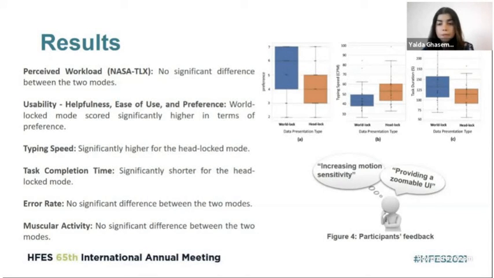In terms of EMG or muscular activity, there was no significant difference between the two presentation methods. Looking at the descriptive data, it showed that the worldlock mode has slightly higher muscular activity, but after applying the statistical test, it showed that the difference was not significant. So basically, headlock mode cannot significantly help to reduce muscular activity and physical fatigue, for this task at least. This result didn't support our third hypothesis.